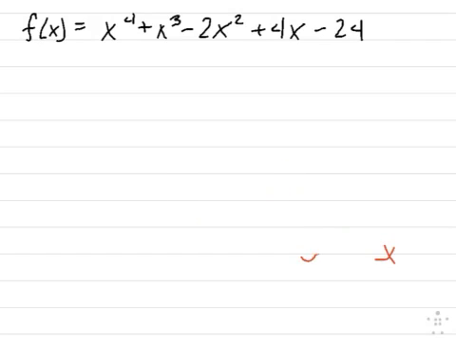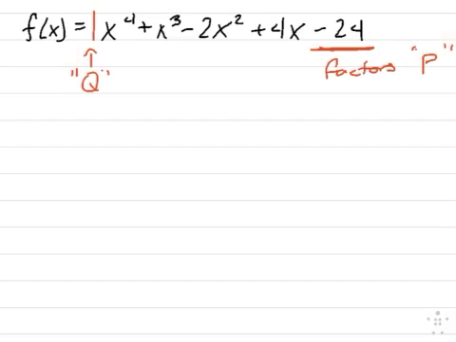So, here's the rule. If you use this number right here, the factors of that number are called P, and the factors of this number, the leading coefficient, are called Q. This is the rational root theorem, or the rational root test. The theorem says if there are rational roots for this particular polynomial, then they will be of the form P over Q. That's what the theorem says.